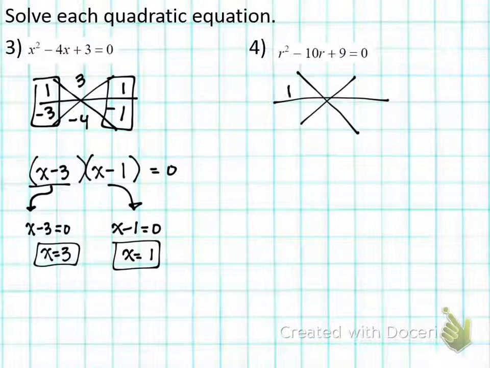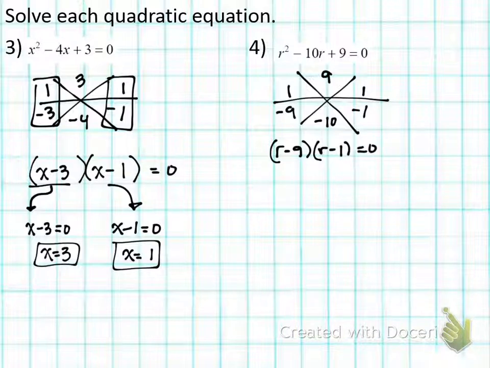Good, so on this one, just in case you didn't get it, do your X box. All right, we got 1 and 9, and it adds up to negative 10, which could be negative 9 and negative 1. So it's going to be r minus 9 times r minus 1, all equal to 0. These are both two answers, so we have to go r minus 9 is equal to 0 and r minus 1 is equal to 0.